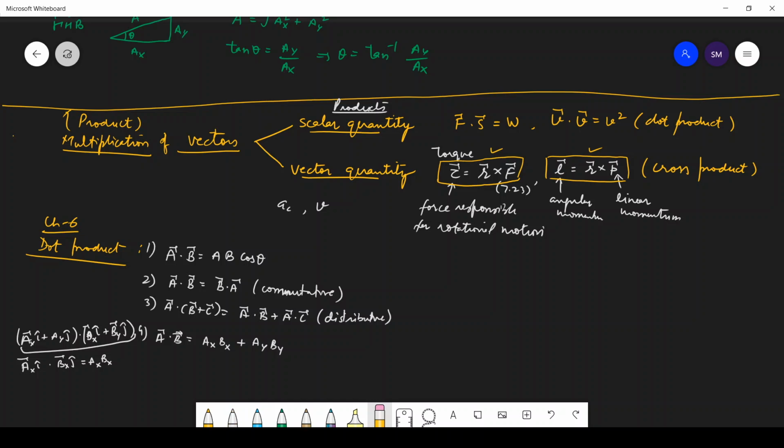Students, as you are writing here the magnitude of ax, there is no vector sign. You are writing the magnitude of bx, so no vector sign. Of course there is no vector sign, because we are writing simply the magnitude.